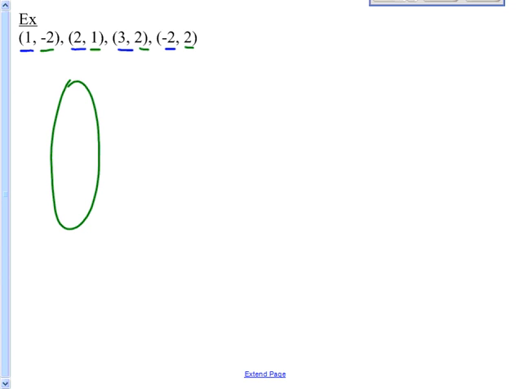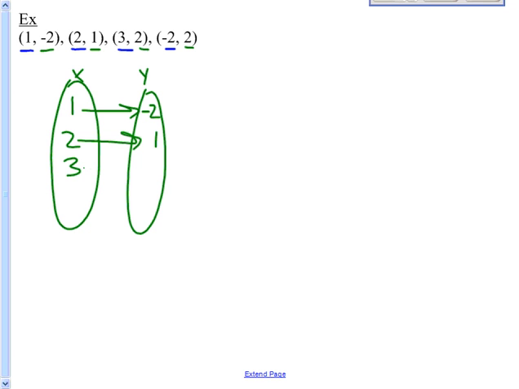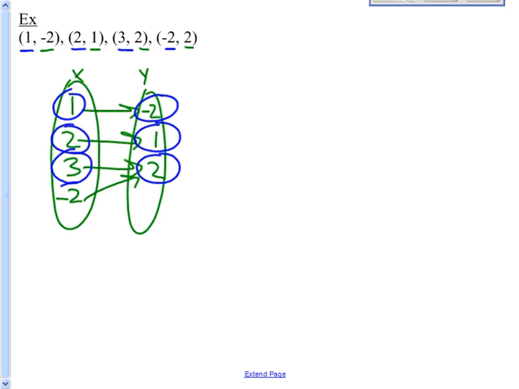If we were to do a mapping, let's say 1 goes to negative 2, 2 goes to 1, 3 goes to 2, negative 2 goes to 2. Let's test this. Is this a function? Okay, here we go. For this x, there's one y. So far, so good. For this x, there's one y. For this x, there's one y. For this x, there's one y. So yes, this is a function.